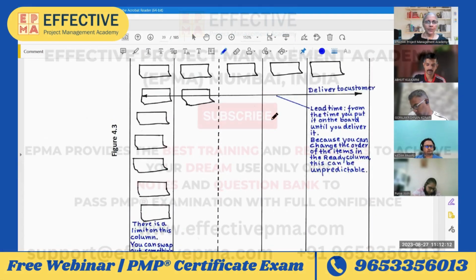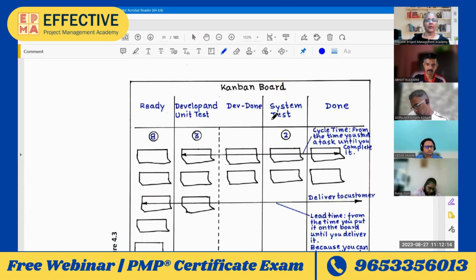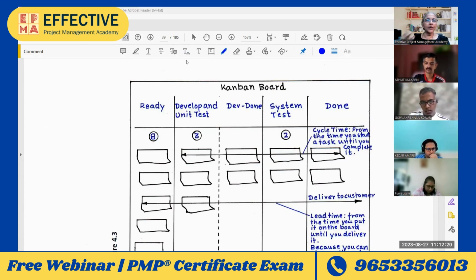I just want to know something before we start on Kanban boards. How many of you use some kind of Kanban board? It could be the physical board on which you post sticky notes. It could be some software version of it. Anyone here uses Kanban boards?